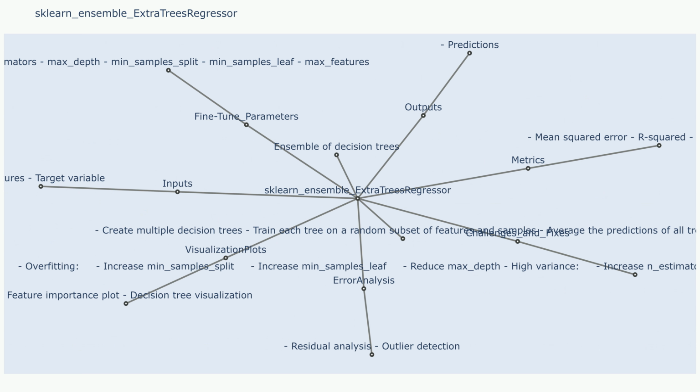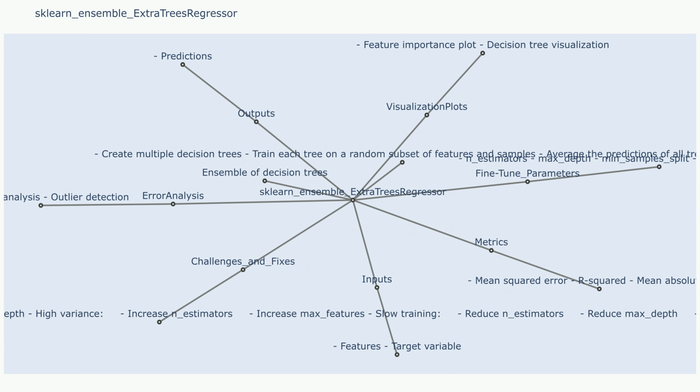Fine-tune parameters. N-estimators controls the number of trees in the ensemble. Increasing this value often improves performance, but can increase computation time. Max depth limits the maximum depth of individual trees, preventing overfitting. Deeper trees can capture complex relationships but risk overfitting.